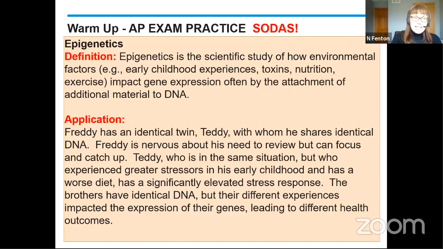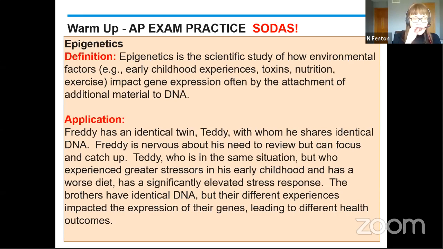Okay, so epigenetics is a pretty complicated concept. So I have a little definition here for you. Epigenetics can be something that happens within an individual's life, but these changes in gene expression can actually be turned on or potentially turned off from several generations before you.